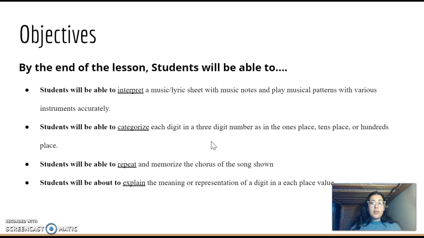So the objectives in this lesson plan is by the end of the lesson, students will be able to interpret a music and lyric sheet with music notes and play musical patterns with various instruments accurately. Students will be able to categorize each digit in a 3-digit number as the ones place, the tens place, or the hundreds place. Students will be able to repeat and memorize the chorus of a song shown, and students will be able to explain the meaning or representation of a digit in each place value.